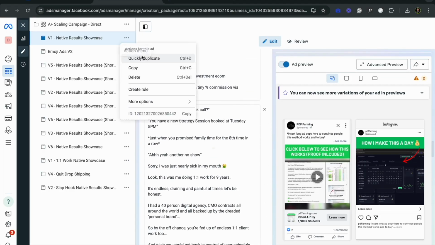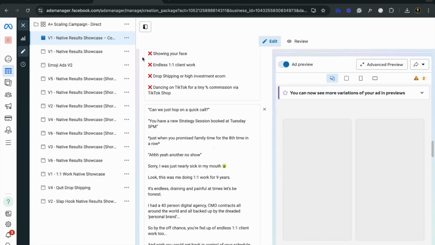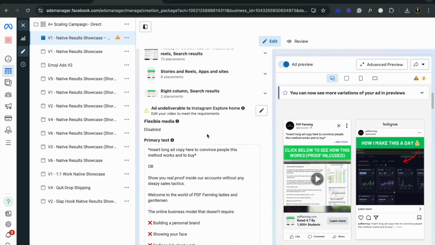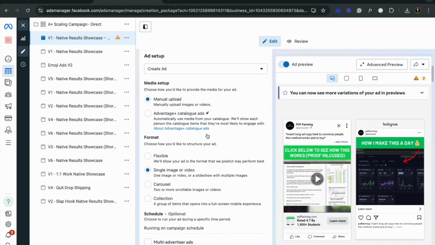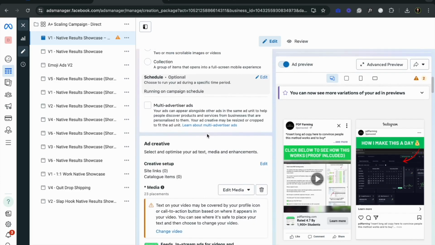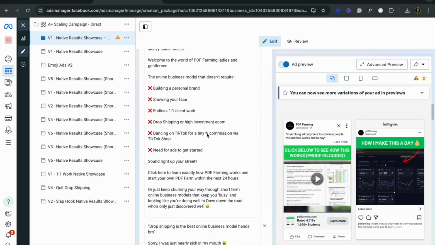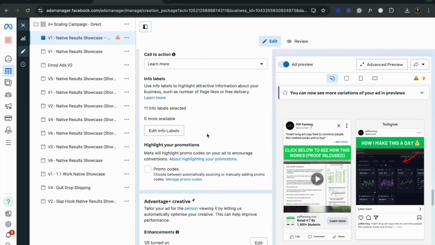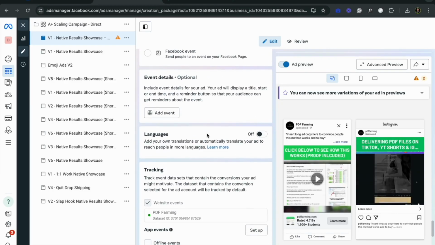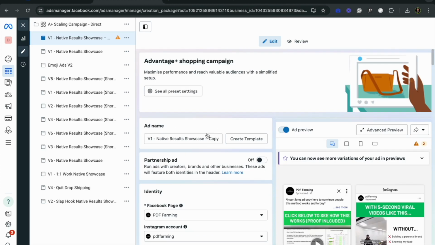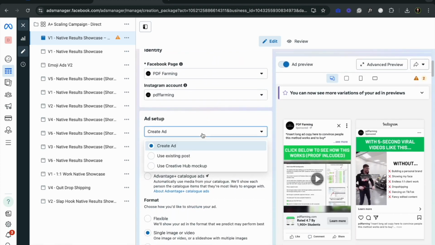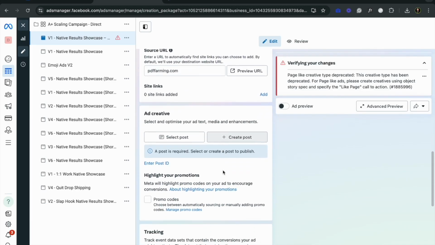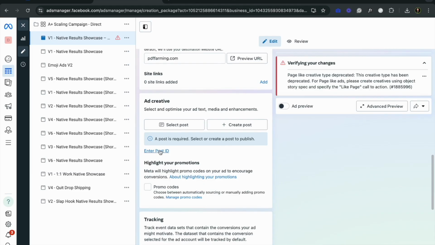If I just duplicate this, again, I'm going to delete this one after. You can actually copy the ID. Now this can be a little bit fiddly, so just bear with me. Where is it? I think it's down here. Must be at the top actually. I can never find it. There we go. So create ad, use existing post. And what you're going to do is enter the post ID.